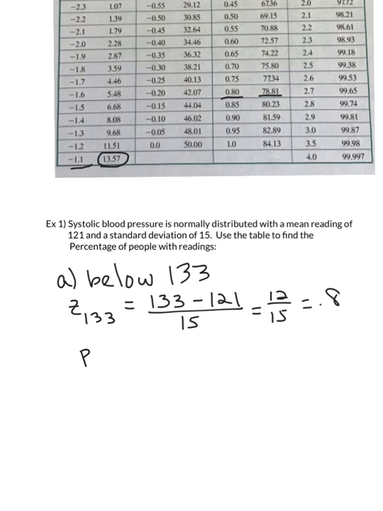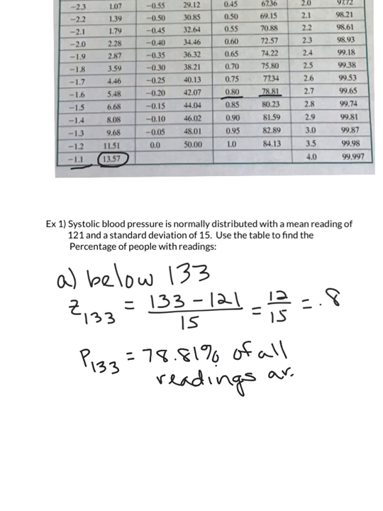So the percentile for 133 is 78.81%. This means that 78.81% of all readings are below 133. When you read the percentiles from this table, it always tells you how many are below.